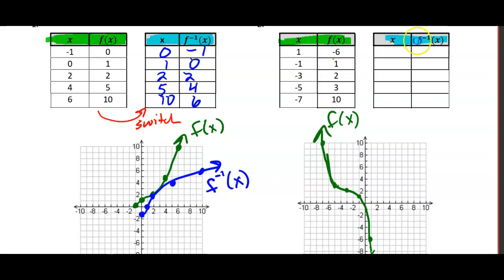Now I do the inverse. And how I do the inverse is I switch. So (-6, 1), (1, -1), (2, -3), (3, -5), (10, -7). And then I graph those points. So (-6, +1), (1, -1), (2, -3), (3, -5), (10, -7). All right, so it looks like that graph is going right here. Okay, f inverse of x.